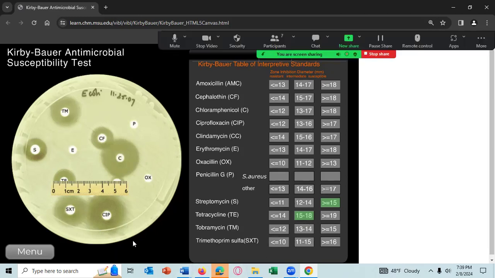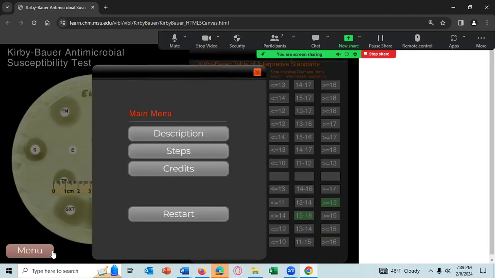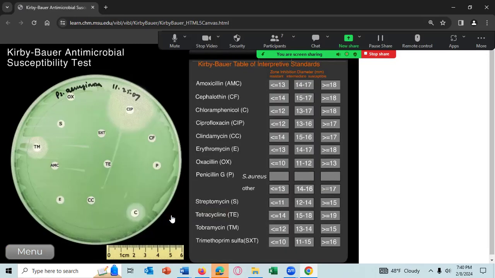And to get the other plates, this is only the first plate containing E. coli, hit the menu and then restart. And then you'll see Pseudomonas aeruginosa. And you can do the same. Obviously for erythromycin, there is no zone of inhibition, so it's 0. And it's less than 13, so it's resistant.